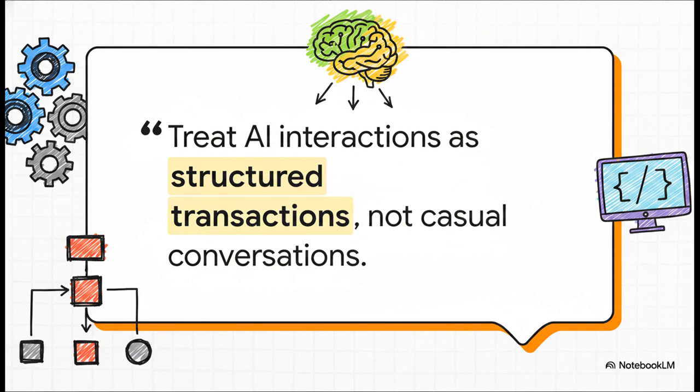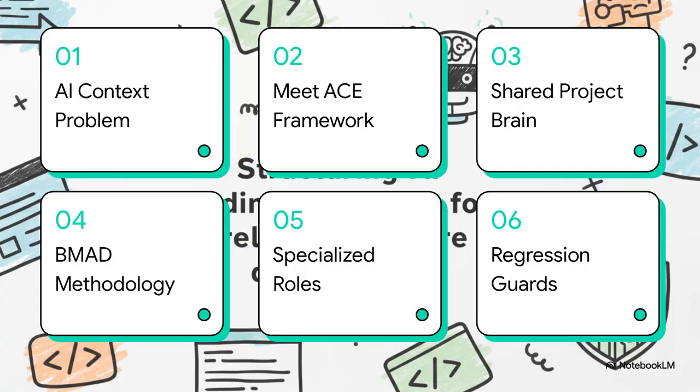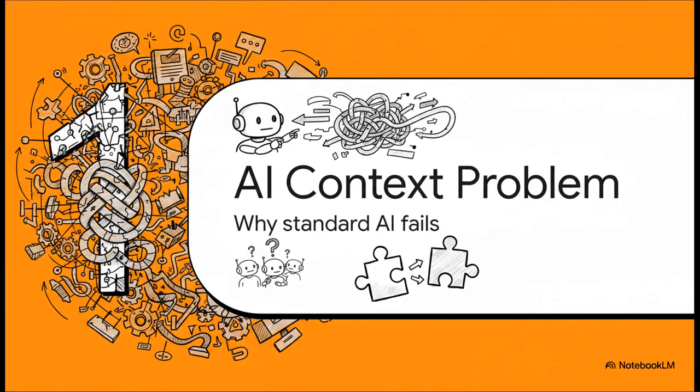Treat AI interactions as structured transactions, not casual conversations. Keep this in the back of your mind, because every single feature of the framework we're about to explore is built around this exact principle. Okay, here's our roadmap for today. First, we'll break down the AI context problem. Then, we'll meet the ACE framework, dive into the shared project brain, explore the BMAD methodology, look at specialized agentic roles, and finish up with safety and regression guards. All right, starting with Section 1, the AI context problem.